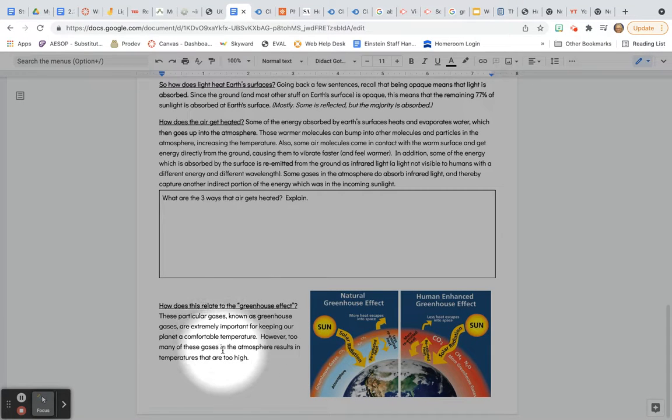However, too many of these gases in the atmosphere results in temperatures that are too high. And that is what we are seeing here, our human-enhanced greenhouse effect. We are all experiencing this.